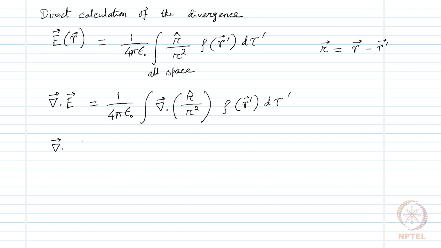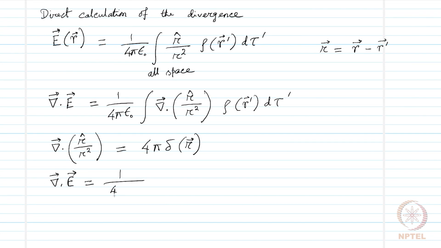So let's write that down. The divergence of r cap over r squared that we have learned from vector algebra is nothing but 4 pi Dirac delta function of r vector. If we have that, then the divergence of electric field can be expressed as 1 over 4 pi epsilon naught integration over 4 pi Dirac delta of r rho of r prime d tau prime.